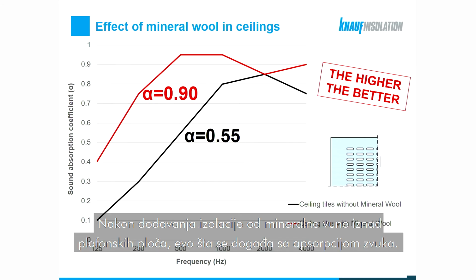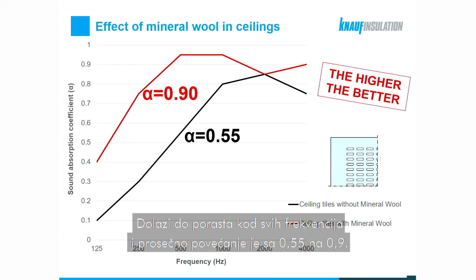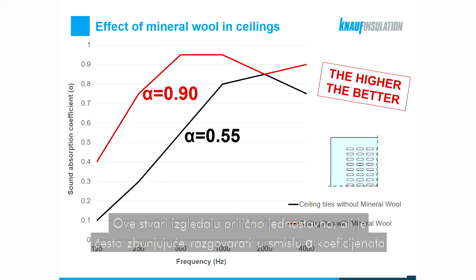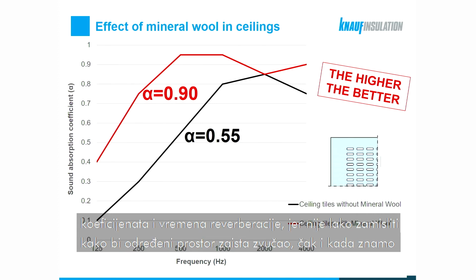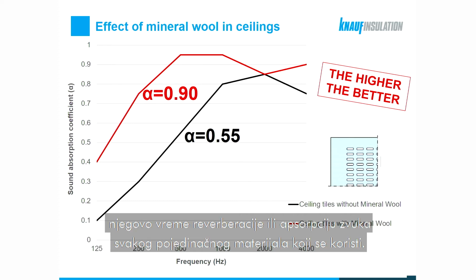After adding the mineral wool insulation on top of the ceiling, here is what happens with the sound absorption. We have an increase across all the frequencies, and the average increases from 0.55 to 0.9 of the sound absorption coefficient. These things look very straightforward, but they are often confusing, and it's not so easy to talk in terms of alpha coefficients and reverberation times, because even for professionals, it's not easy to imagine how a certain space would sound, even if we know the size of this space, or even if we know the characteristics of every single material we plan to utilize in this space.